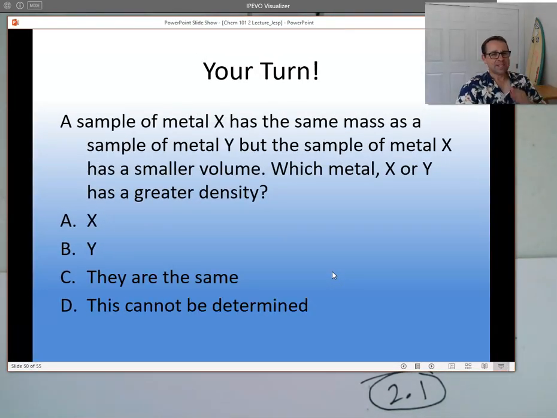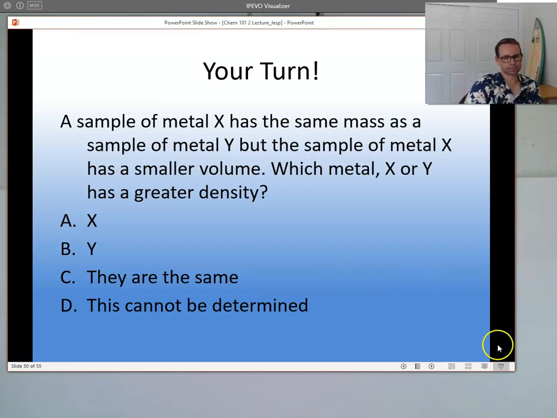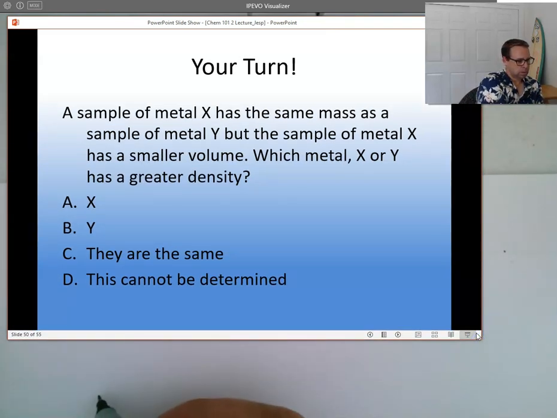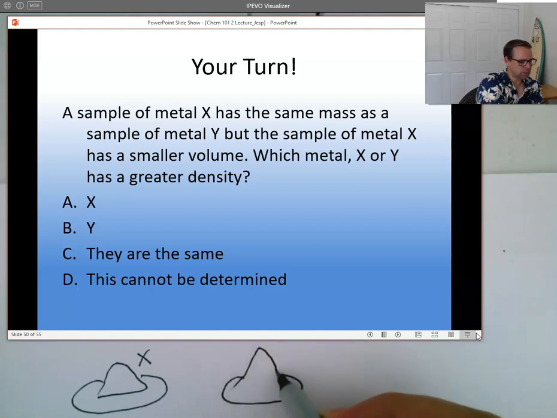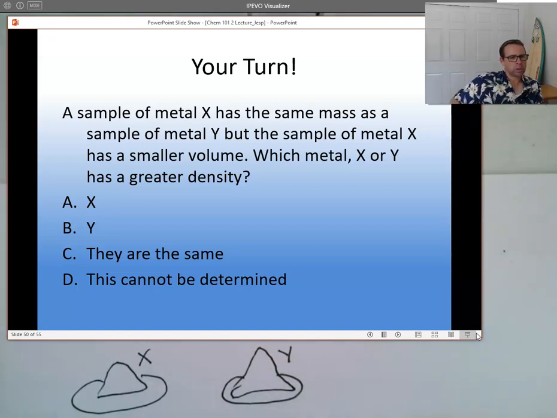Now, a sample of metal X has the same mass as the sample of metal Y, but the sample of metal X has a smaller volume. Which metal, X or Y, has a greater density? Let's draw a picture. I have a metal here, right? Metal X has the same mass as metal Y, but what? Does Y have a larger or smaller volume? Smaller volume. No, larger. Yeah, Y has a larger volume. But they have the same what?